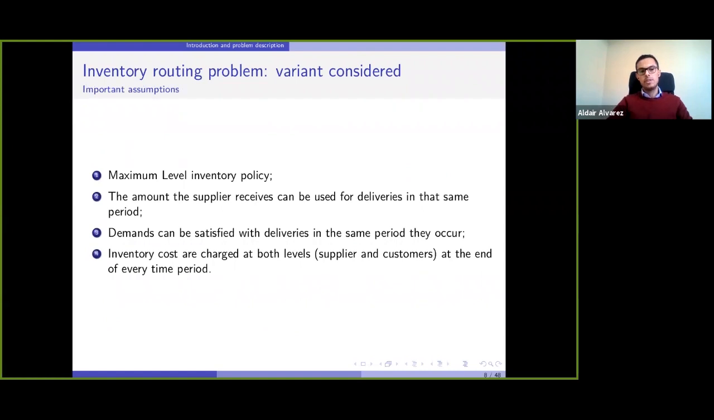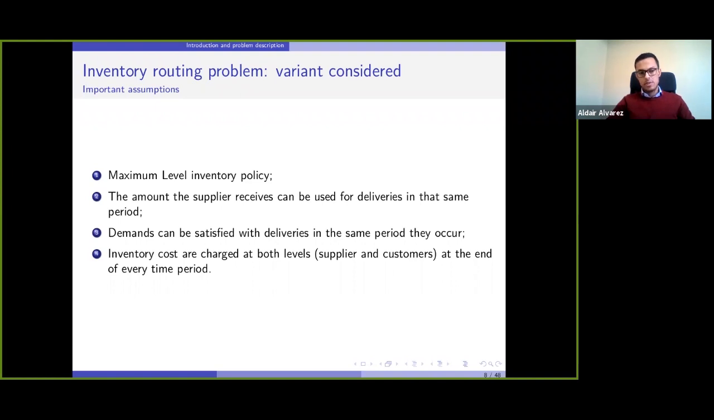Some additional important assumptions for this problem. We work under the maximum level inventory policy, which basically means that we can deliver any amount to the customer as long as we satisfy inventory and transportation capacities. Also, the amount that the supplier receives in every time period can be used to make deliveries in the same time period they are received. So they arrive at the supplier facility and they can be dispatched right away.